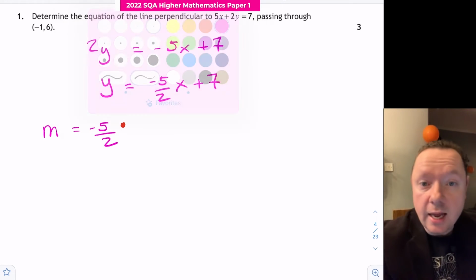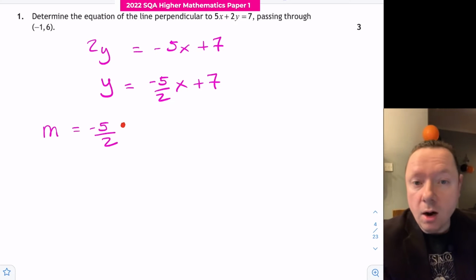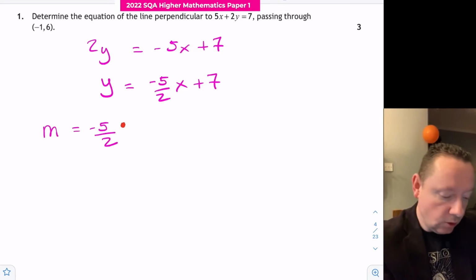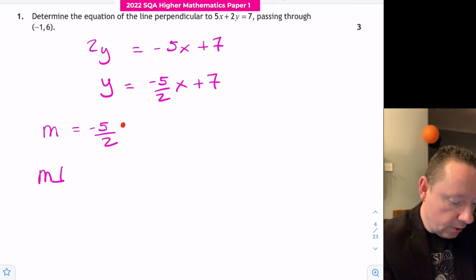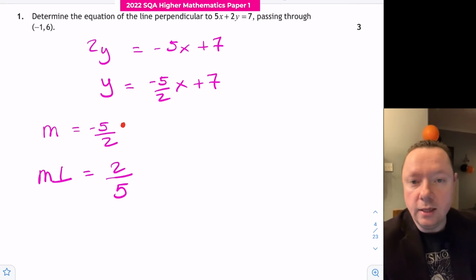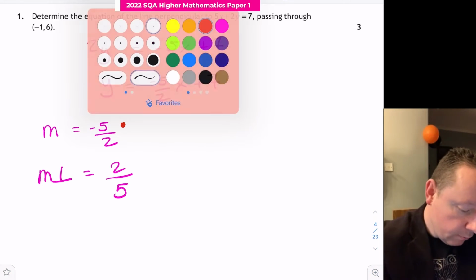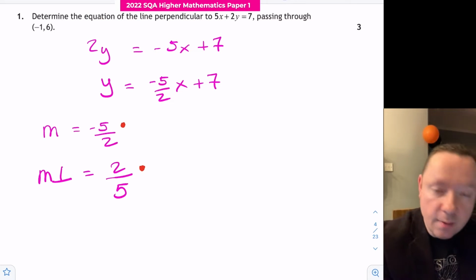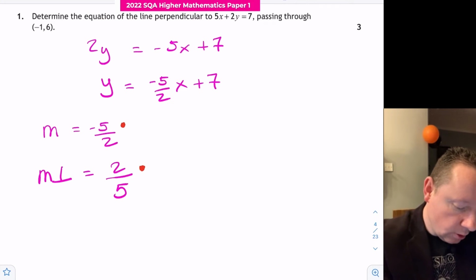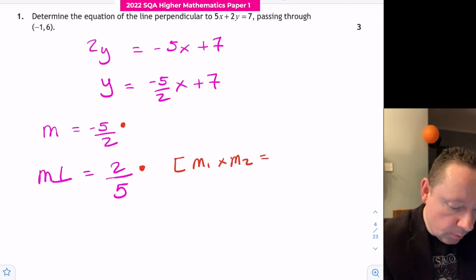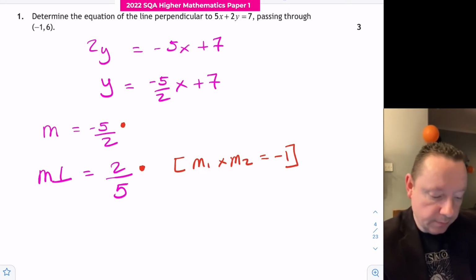And for your second mark, you get a mark for using perpendicular gradients. So if you say the gradient of the perpendicular equals 2 over 5 because of negative reciprocals. m1 times m2 equals minus 1, remember. For this paper, you didn't have to state that m1 times m2 equals minus 1, but let's just put that at the side because most of the time you'd probably say that just to be on the safe side.